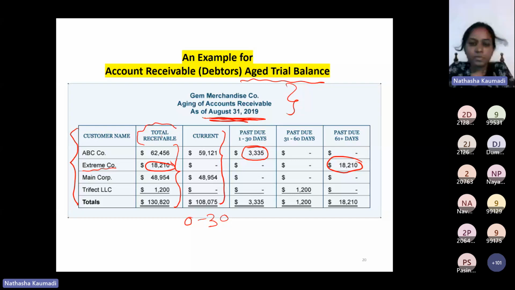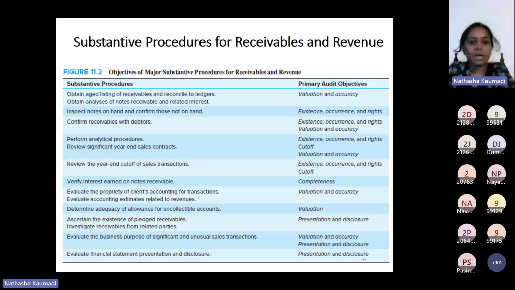Okay, now here, this is again substantive procedures for receivables and revenue. Again a sample, right? We were talking about substantive procedures, 1 to 13 we discussed. Again, obtain aged listing of receivables and reconcile to ledgers. Obtain analysis of notes receivable and related interest. What is this? Test of details. What are the assertions we are going to cover? Assertions are valuation and accuracy.